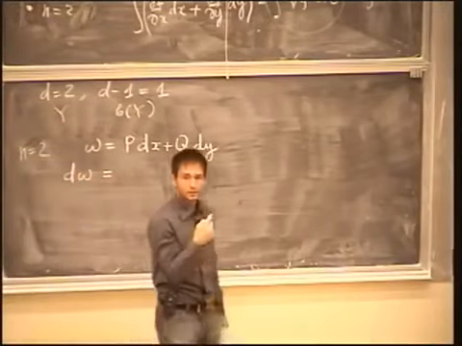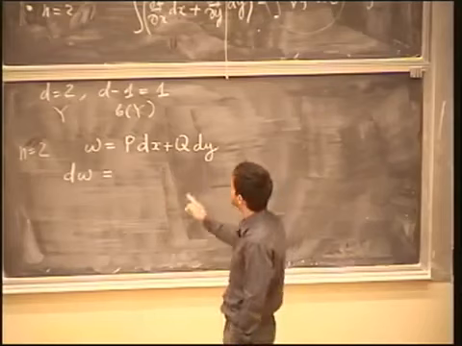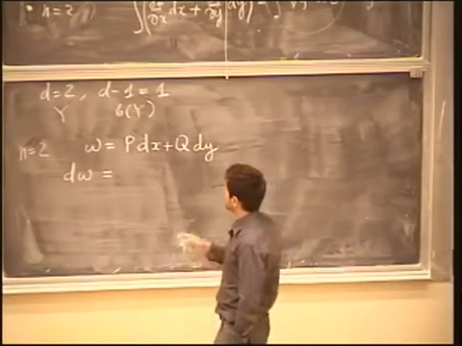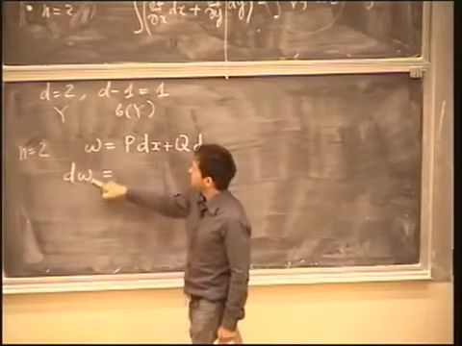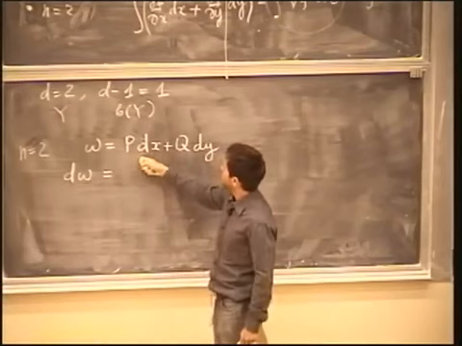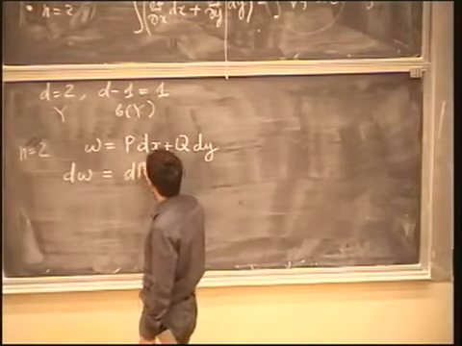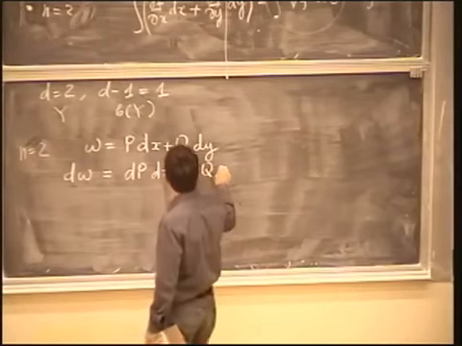This is something I already explained, and I also explained on Tuesday how to do this. But let's do it one more time to convince ourselves that this will give us that result. By definition, you apply d in the same way as you apply it to functions, because this is a function and this is dx. So you just apply it to this function and multiply by dx. So by definition, d omega is dp dx plus dq dy.